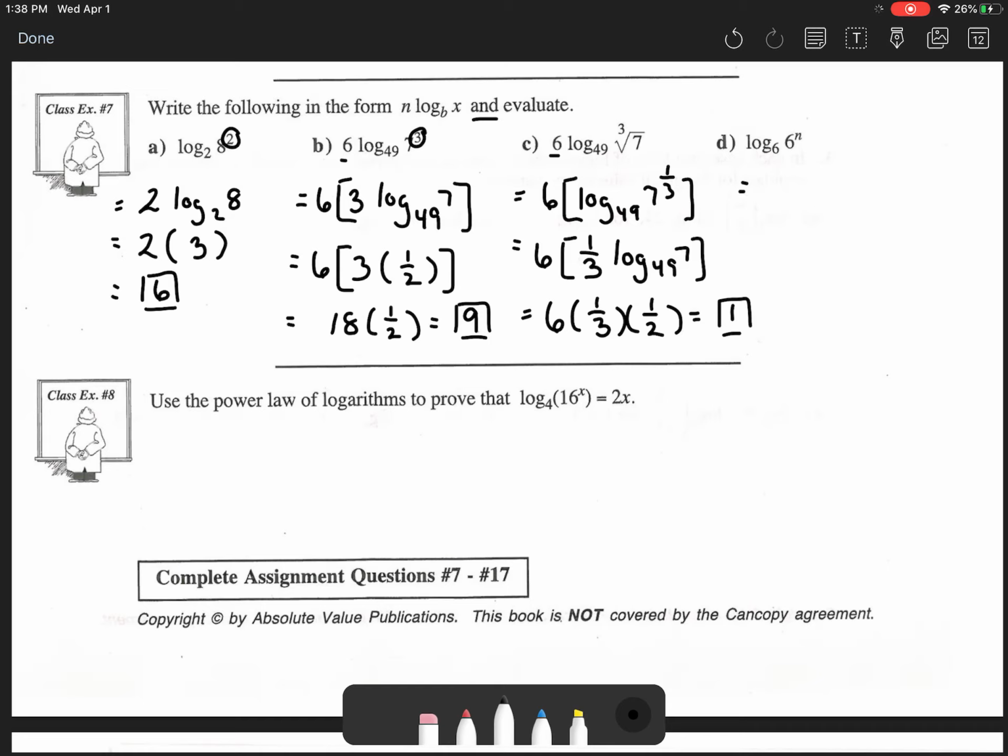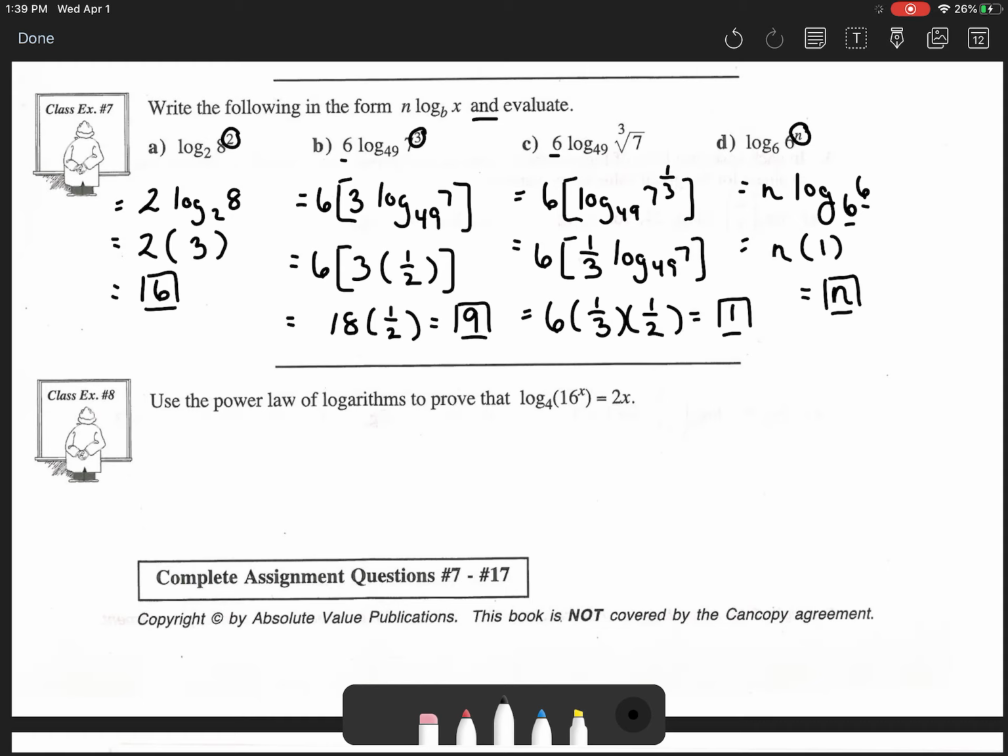All right, last one here. This one is just kind of a general case. So this n up here is going to become a value in front of the log. So now I have log base 6 of 6. We know when the base and the argument are the same, the value of the logarithm is 1. So n times 1 is n. And there you go.